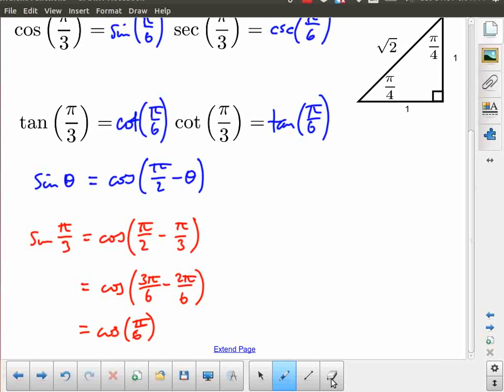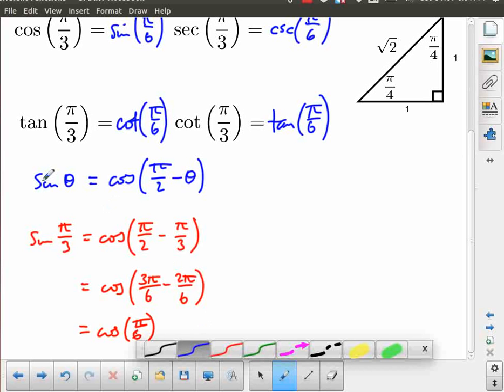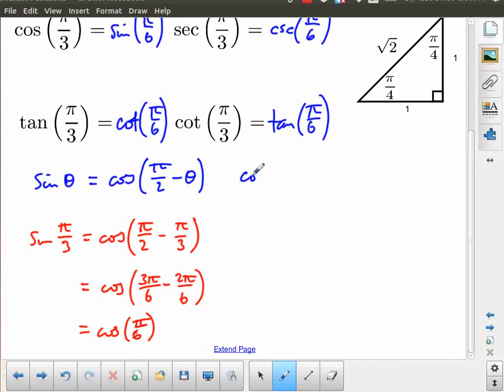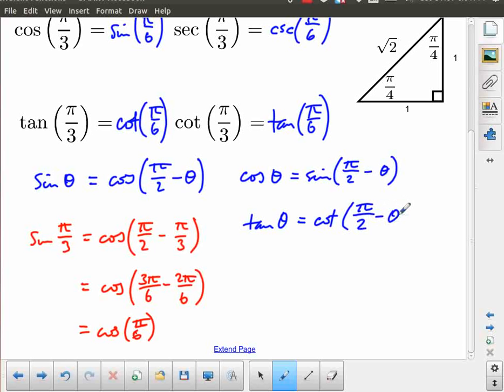So carrying on from there, sine theta is equal to the cos of pi by 2 minus theta. Cosine theta is equal to the sine of pi by 2 minus theta. Tan theta is equal to the cotangent of pi by 2 minus theta, and so on. I'm not going to write out all of these.